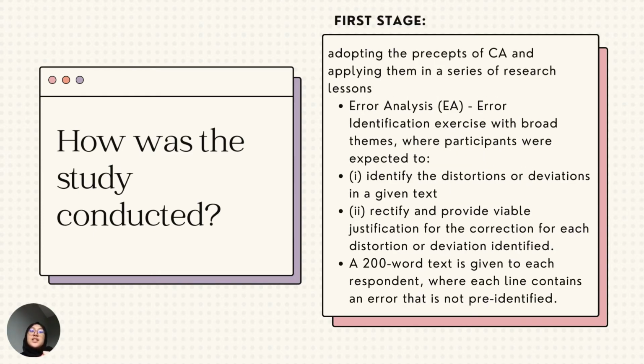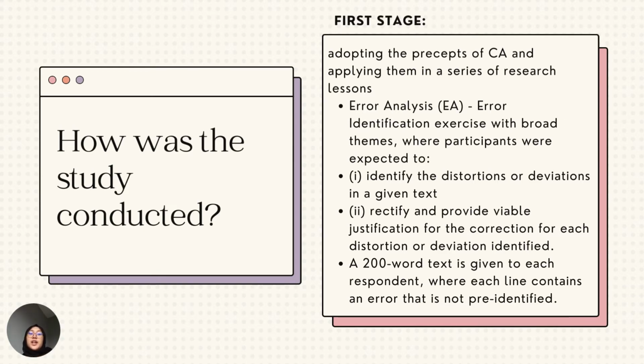So the study is conducted in 2 stages. The first stage is by adopting the precepts of CA and applying them in a series of research lessons, which is by using error analysis, error identification exercise with broad themes where those 7 participants have to identify the distortions or deviations in a given text, and then they are to rectify and provide viable justification for the correction for each distortion or deviation identified.